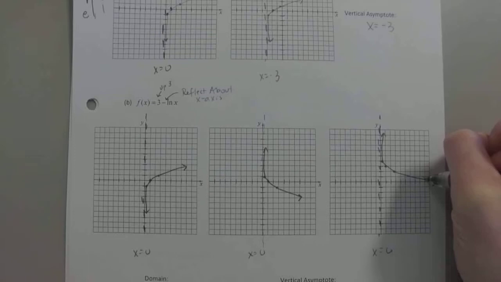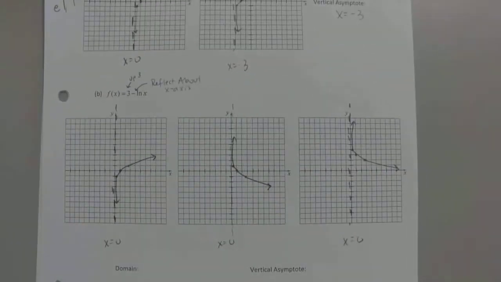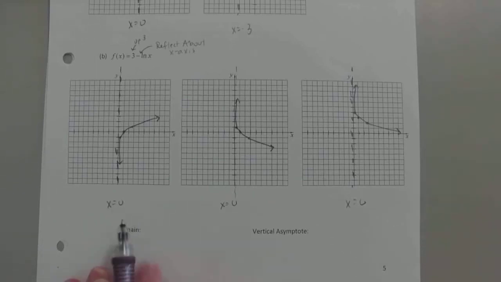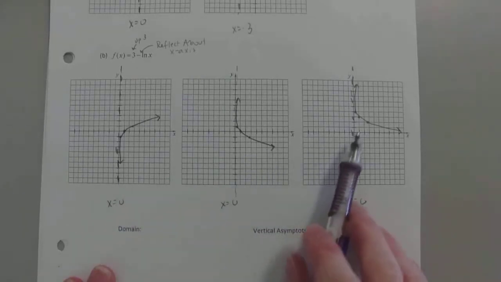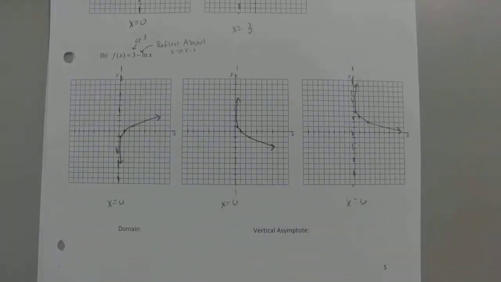We have not shifted him left or right, so guess what is still our vertical asymptote? x equals 0. He's still that crazy curve. It's just now he's been shifted up. Oops, I'm kind of off the chart, sorry. All right, so domain and vertical asymptote are still the same as the original, right? We haven't moved it left or right any.